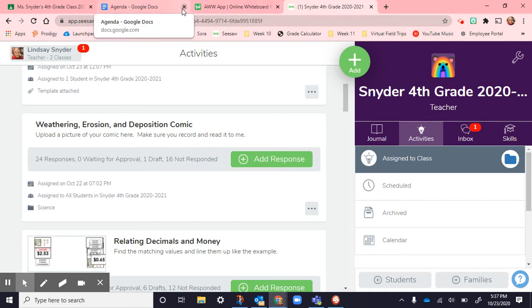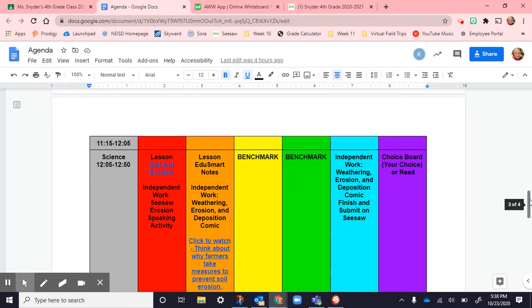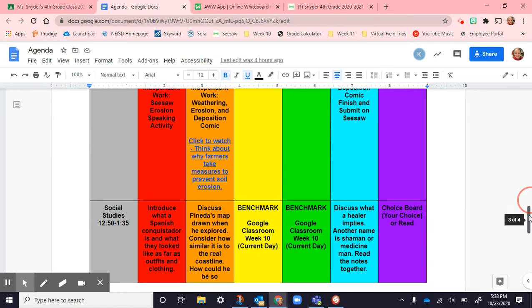And remember, this isn't just like a regular comic. Your whole goal in this is that your character, or whatever's going on in your story, is showing me examples or telling me this story about the process of weathering, erosion, and deposition. So I should hear lots of nice vocabulary and really be able to hear your understanding of each of these 3 processes. So we did that. They submitted that on Seesaw.